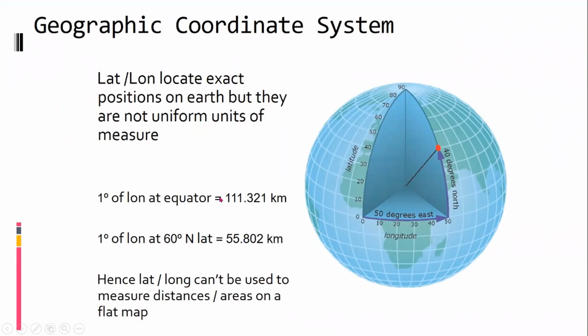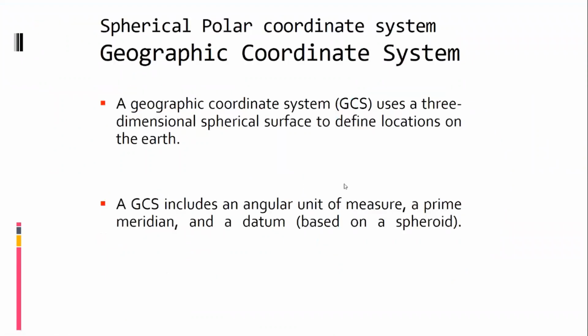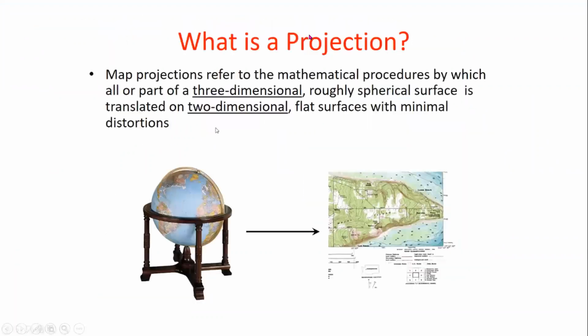So for that, first we'll prepare a georeferencing. First we'll provide a GCS, and after completing the GCS, we can provide a PCS.